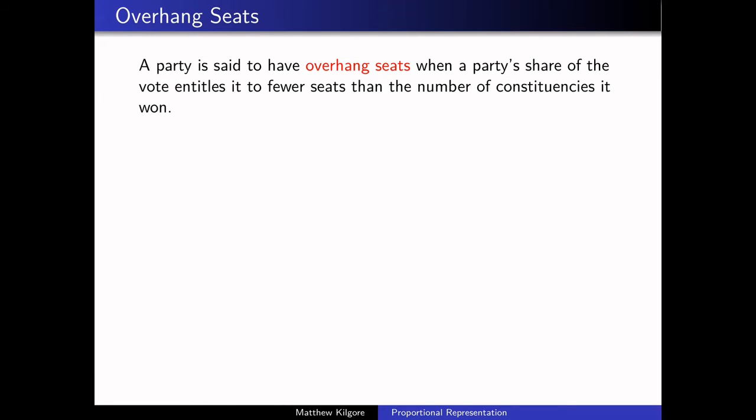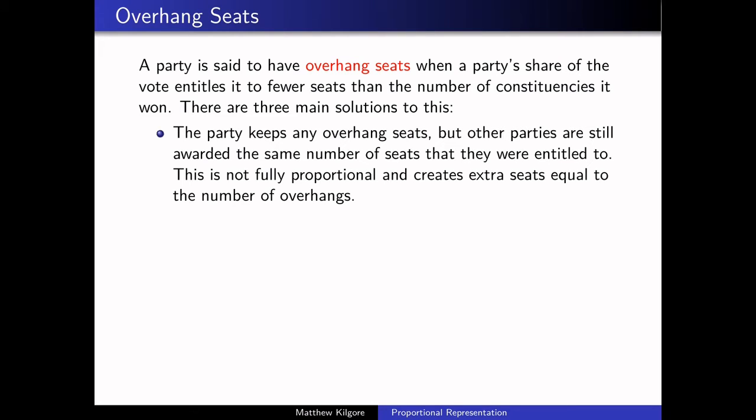Well, catch number one has to do with things called overhang seats. This is when a party wins more seats than it's entitled to by the national vote. For example, if they do really well in a bunch of local seats. There are about 3 ways to solve this problem. First off, you can just let them keep the overhang seats and do nothing else. They count as extra, additional to the original number of seats. This means the party has a somewhat higher proportion than they should, and it slightly enlarges the legislature, but it's usually okay.